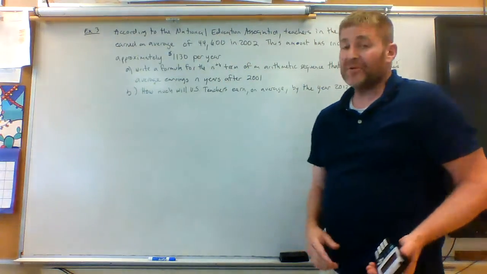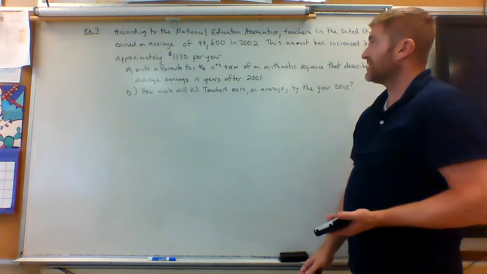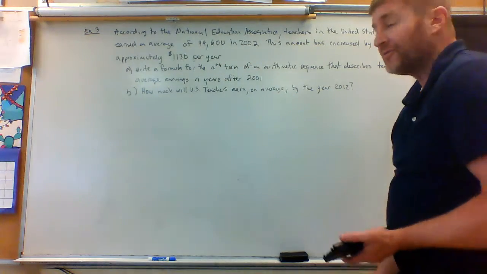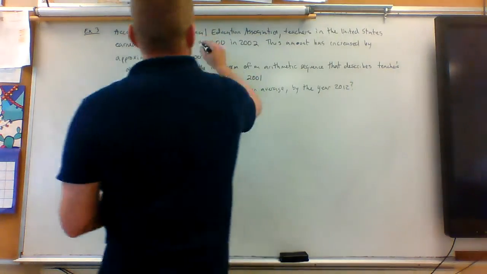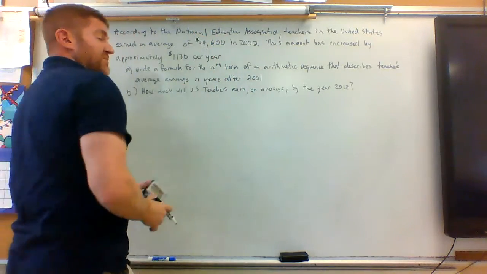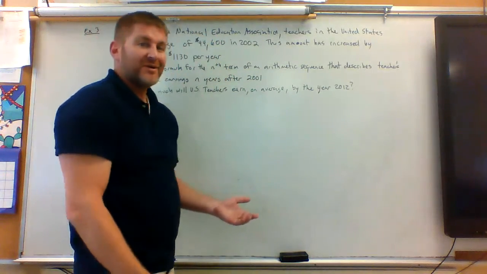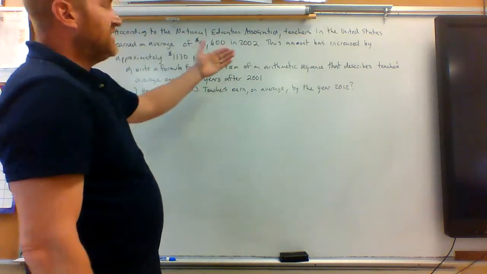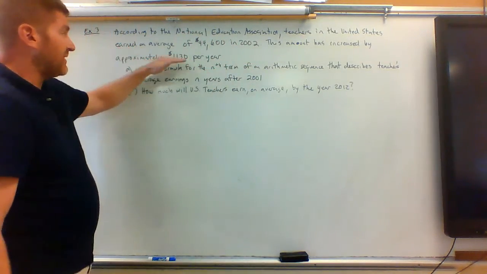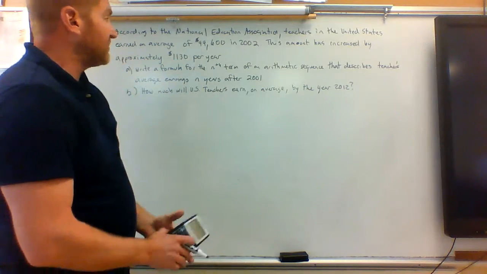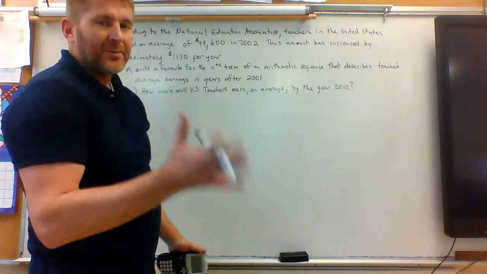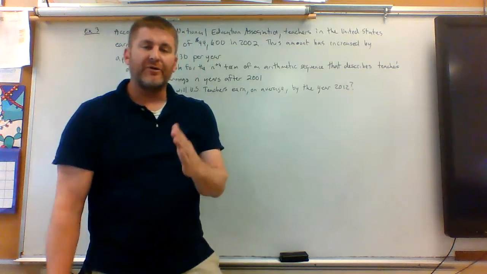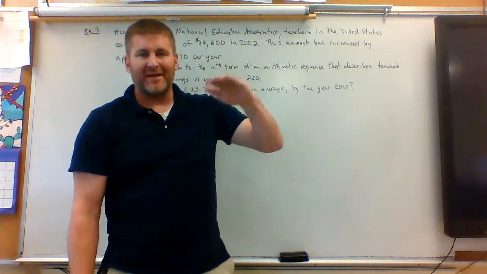Okay, so in example 3, according to the National Education Association, teachers in the United States earned an average of $44,600 in 2002. Now remember that this textbook was made in 2000, or 2001, I forget which one. This amount has increased by approximately $1,130 per year. Now, we're going to play this game, but really teacher salaries, along with salaries of where you're going to be, don't increase arithmetically.